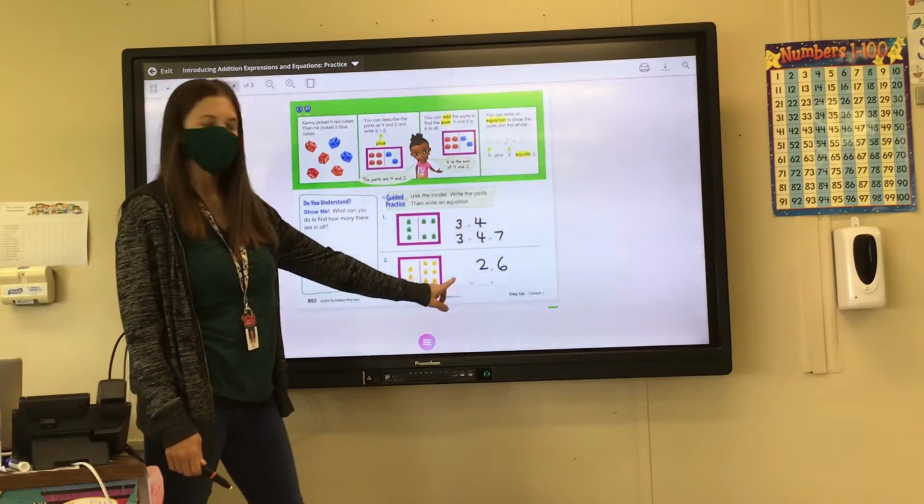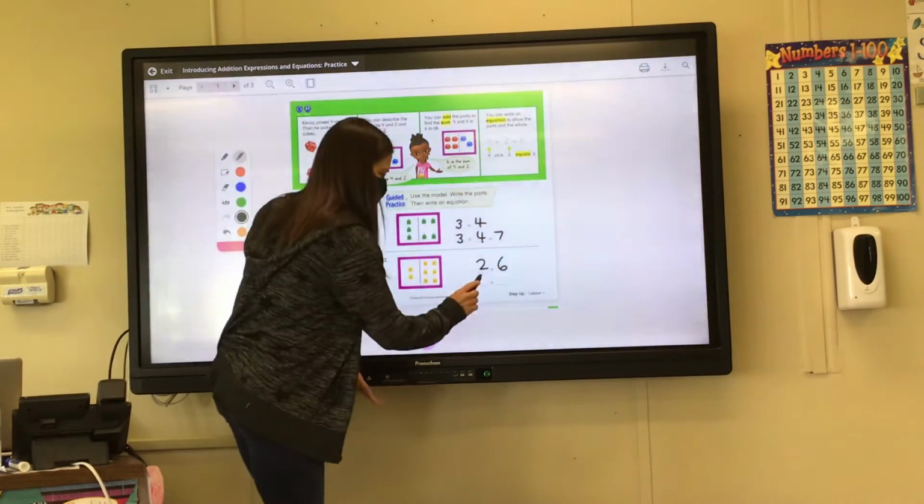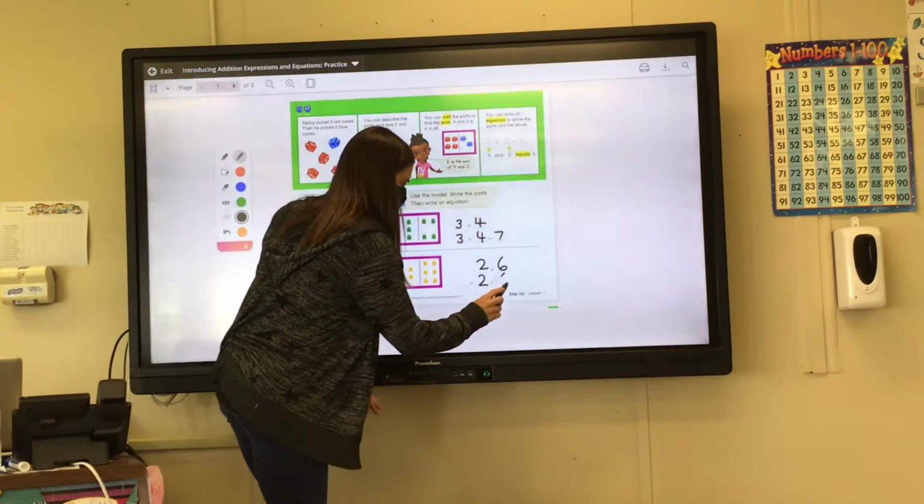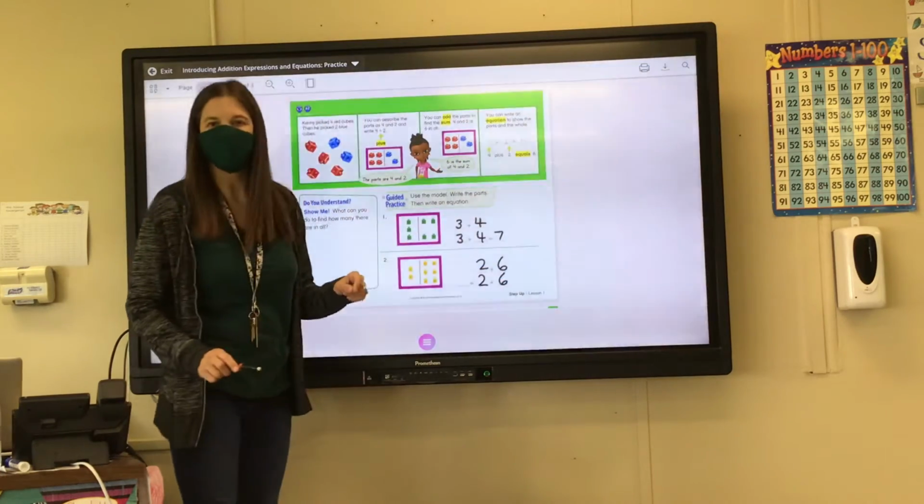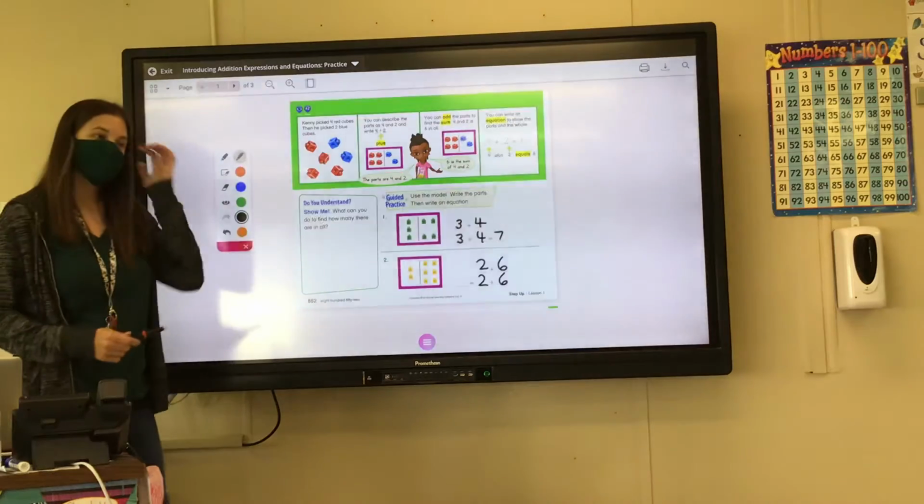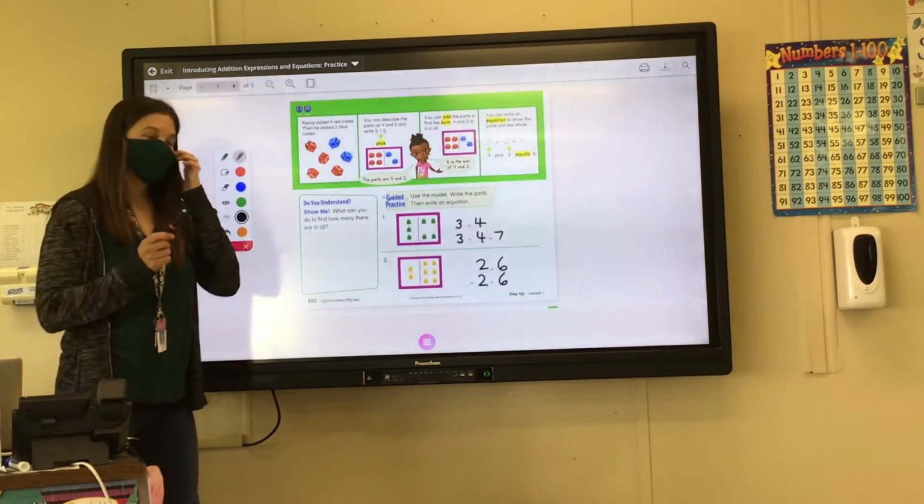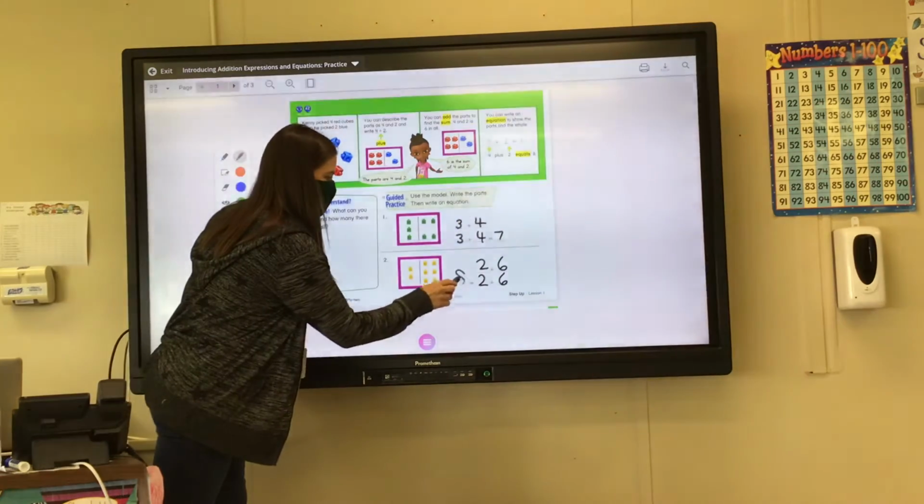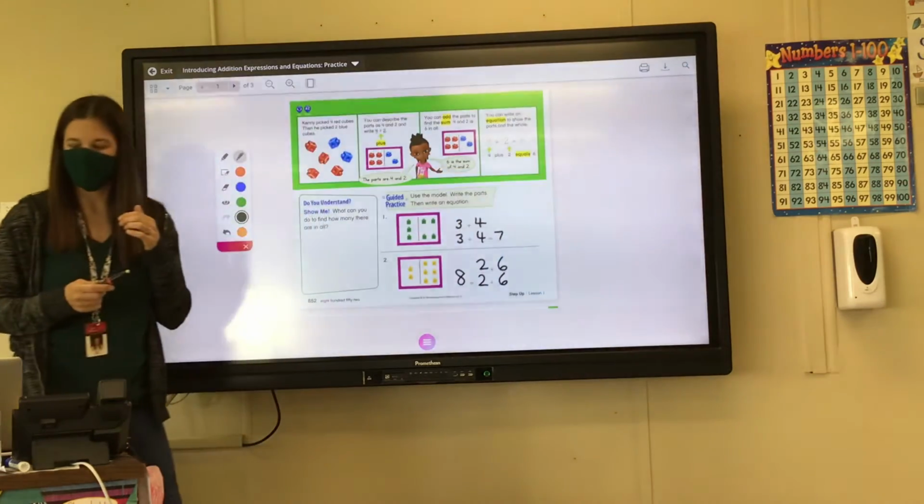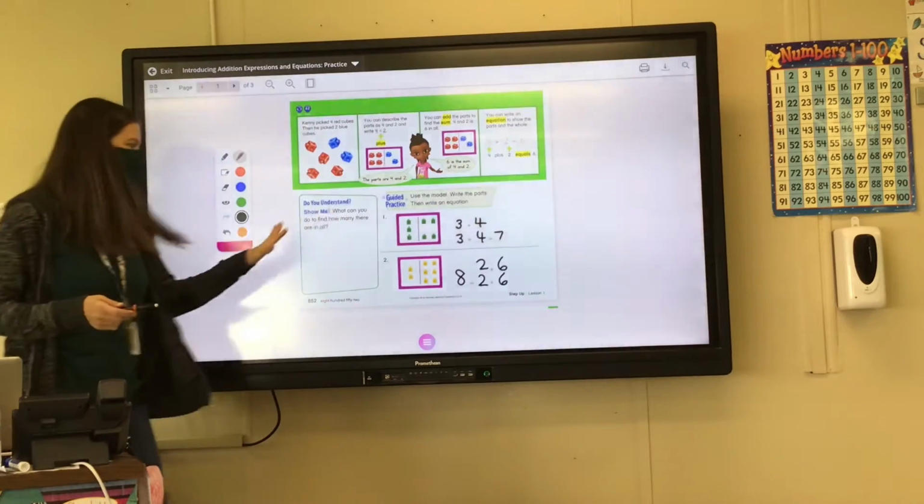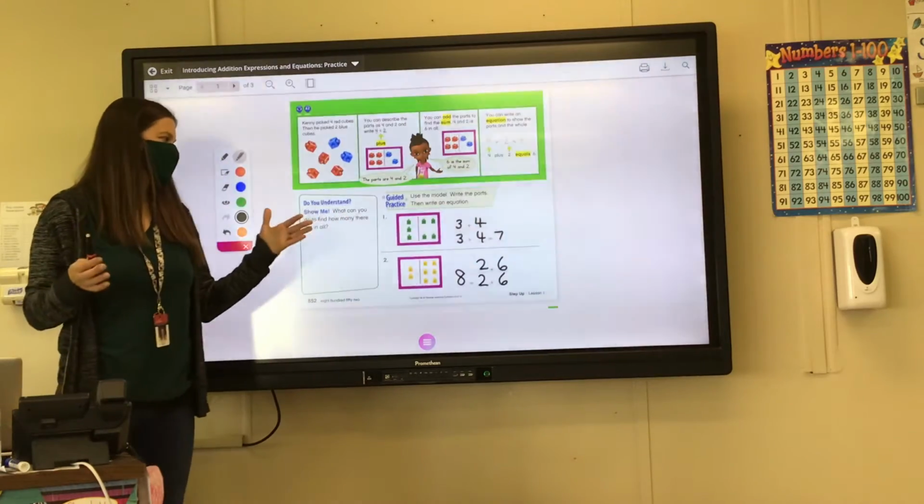How many do we have all together? Over here is the part. So we know the parts. So let's write those parts in. 2 plus 6, right? Those are the parts. What is 2 plus 6? 8. So we write that over here. 8 equals 2 plus 6. Now we're going to come over here. Do you understand? Show me.